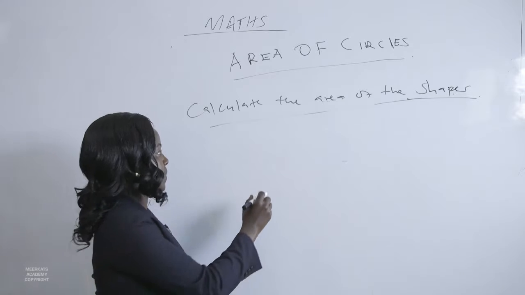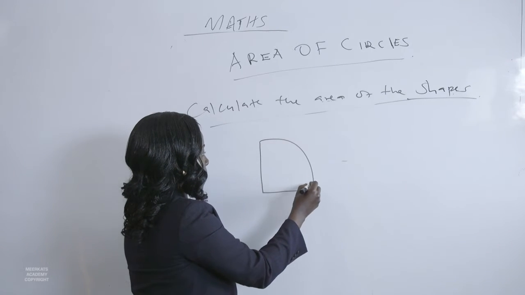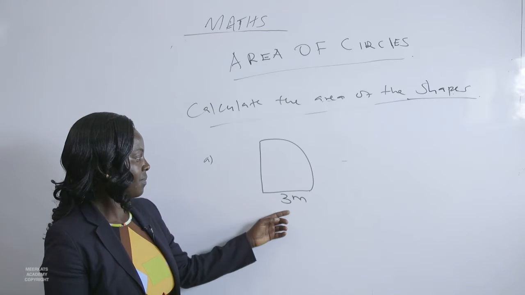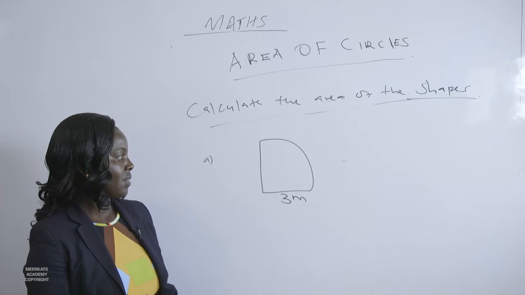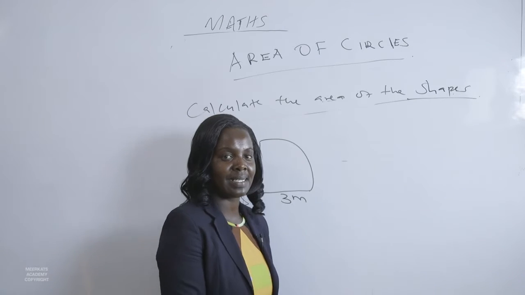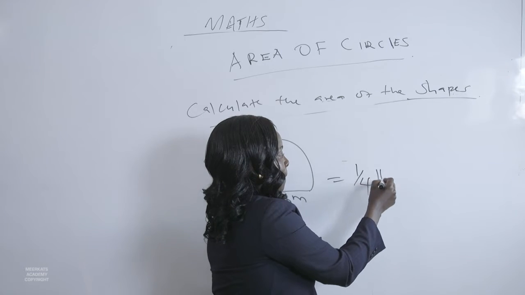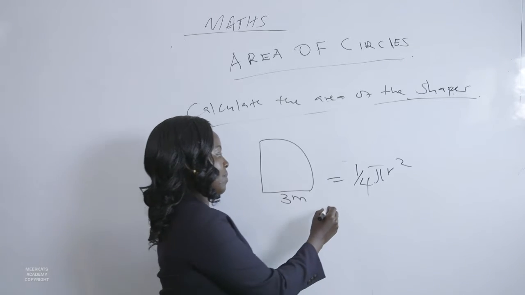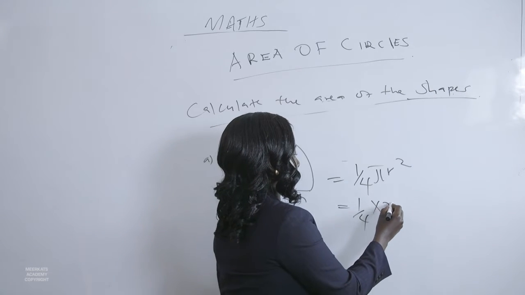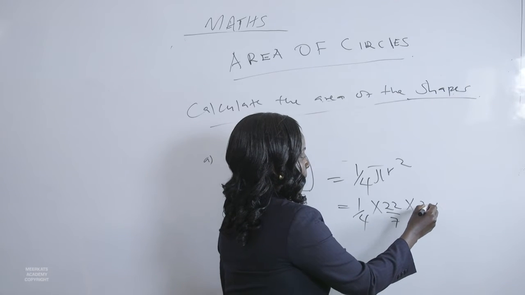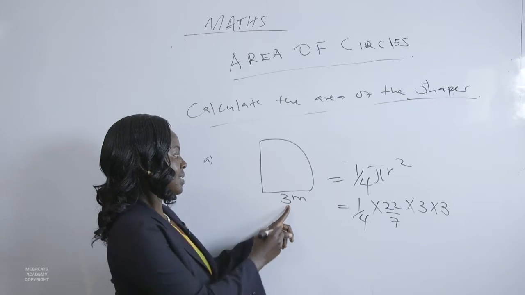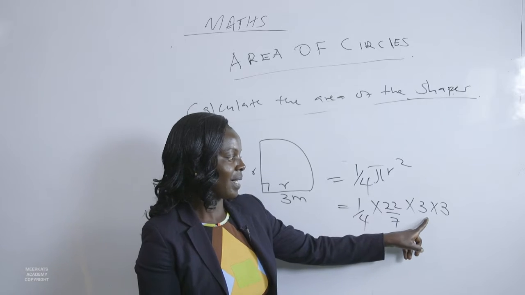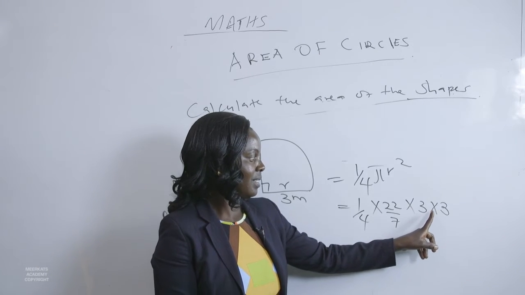Let's look at this shape here. The shape is a quadrant, and we have said the rule for calculating the area of a quadrant is, don't forget a quarter. This is a quarter, pi r squared. We substitute our radius. Our radius in this case is 3 meters. So we substitute in our formula and we'll have a quarter times 22/7 times 3 times 3.